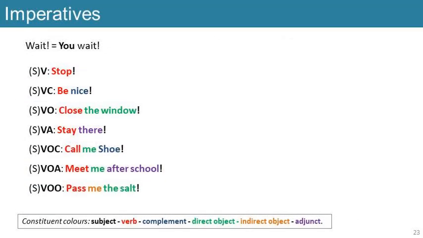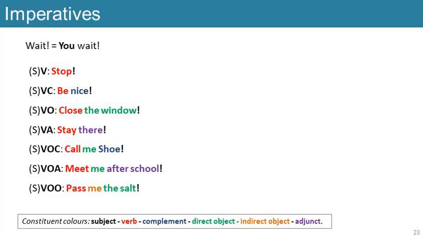So far, all the examples we have analysed have been declarative sentences. Let's look very briefly at the structures of 2 other sentence types, namely imperatives and interrogatives. Imperatives are sentences that give orders or advice. In most cases, there's not an explicit subject, but the implied subject is you. "Wait" means "you wait."